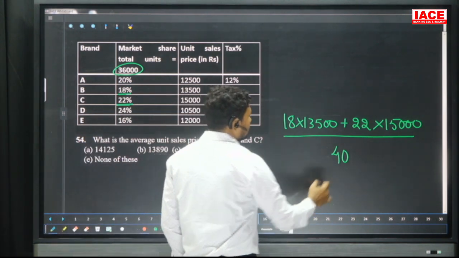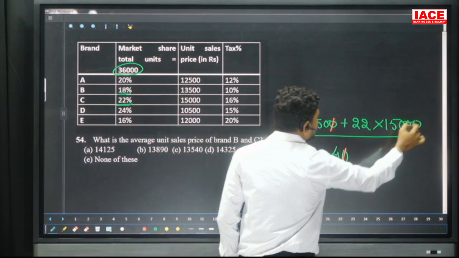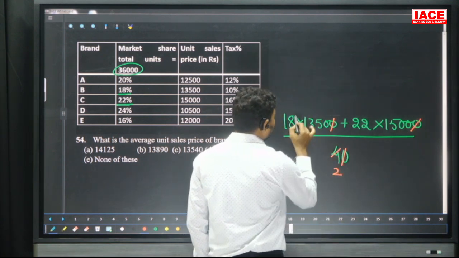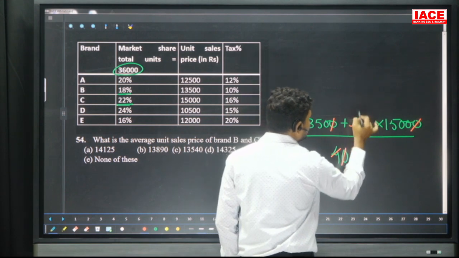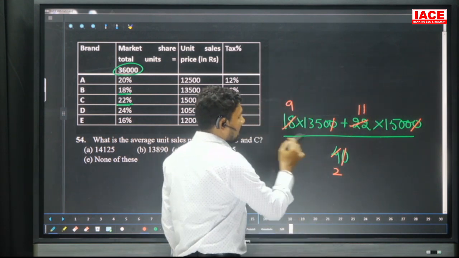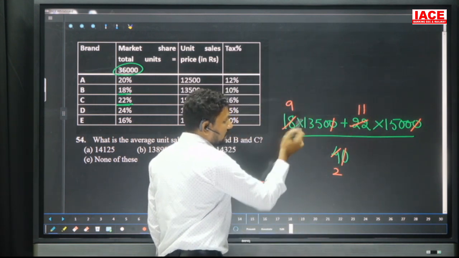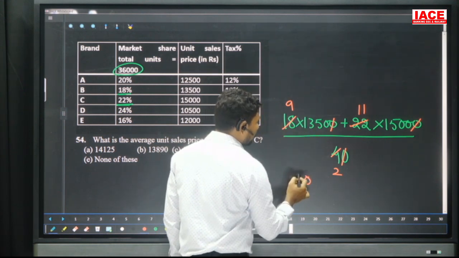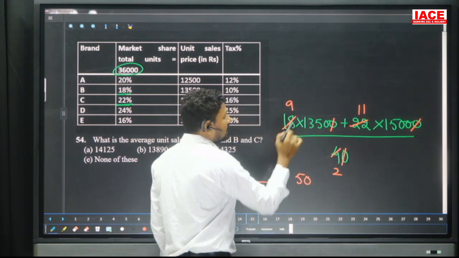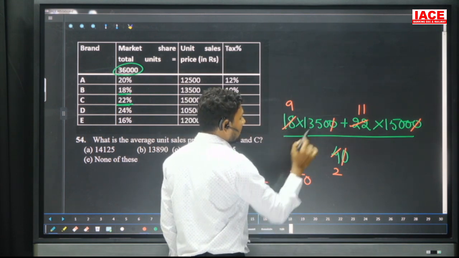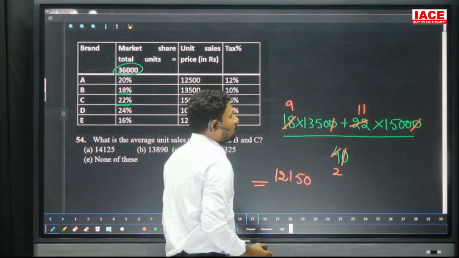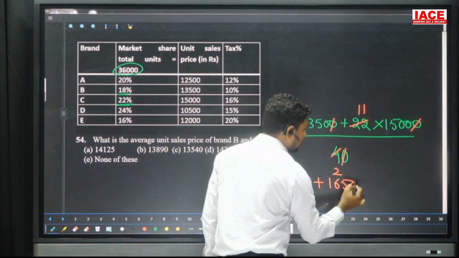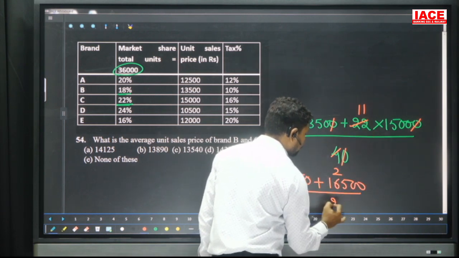Look at here, there is a 0 0 0, cancel. And again cancel with 2: 2 2s are, 2 9s are, and 2 11s are. Here we'll cancel with 9, multiply with 9. 9 into 0 0, 9 5s are 45, carry forward 4, 9 3s are 27, it is a 3, 9 1s are 9, it is a 12150, plus 11 into 15, it is a 165 and 00 by 2.